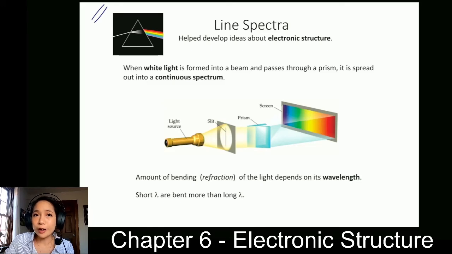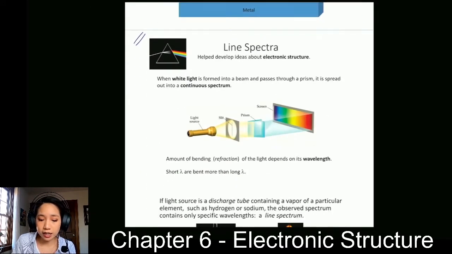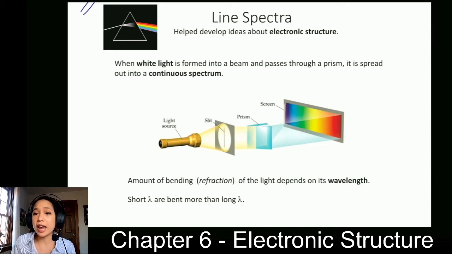All right, so let's talk about line spectra and the experiments that help us learn more about the electronic structure of atoms. Remember, we can't actually observe the electrons that surround an atom directly. They're way too small to do that. So scientists, chemists, and physicists use experiments like the photoelectric effect and line spectra to understand the behaviors of electrons. And then eventually that comes to build our most modern-day description of electrons, and that's the Bohr model of the hydrogen atom. So these experiments lead up to that model that we've developed.